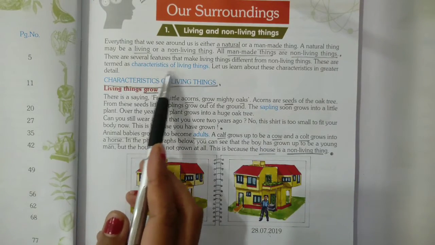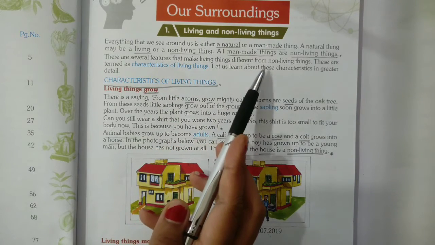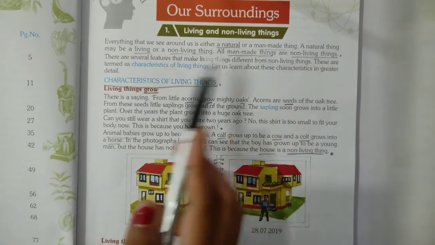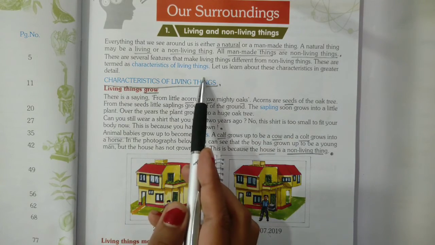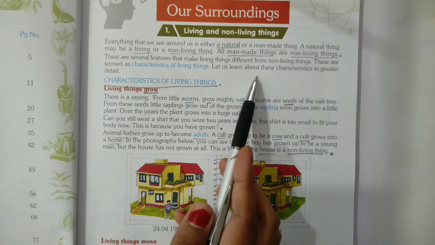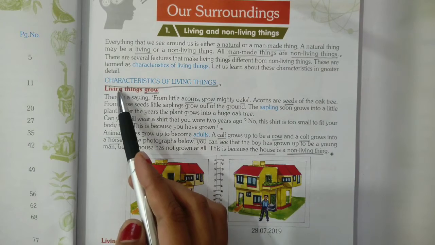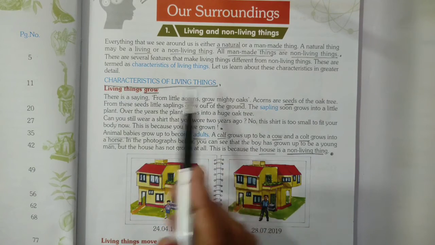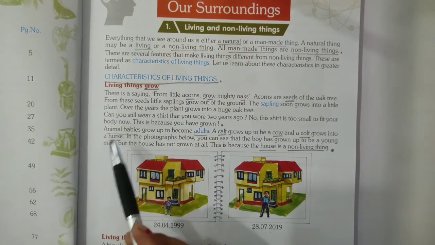There are several features that make living things different from non-living things. These are termed as characteristics of living things. Let us learn about these characteristics in greater detail. Characteristics of living things, meaning the features or the qualities of living things. Here we have 8 qualities of living things.